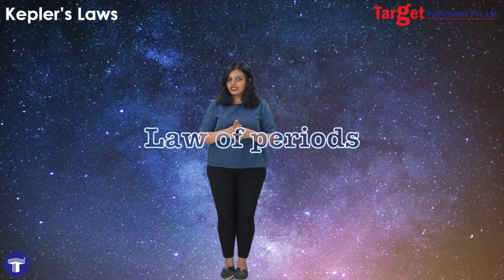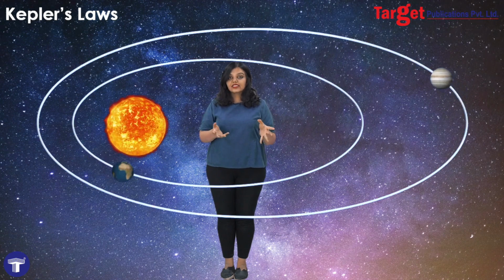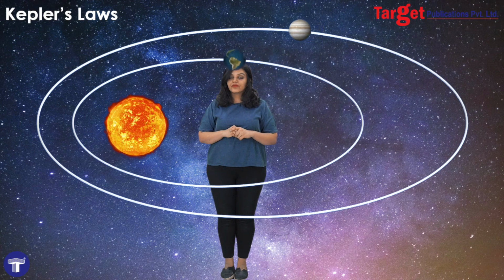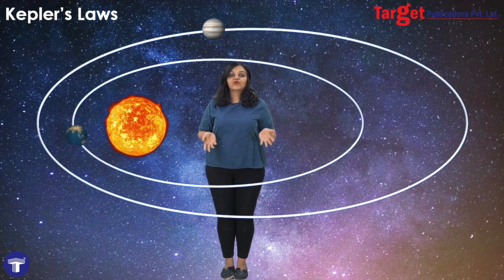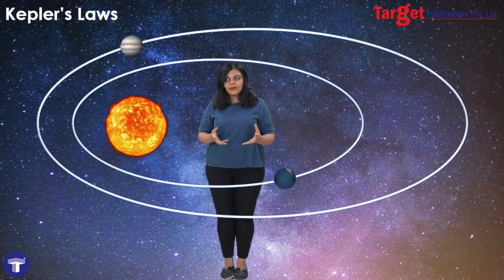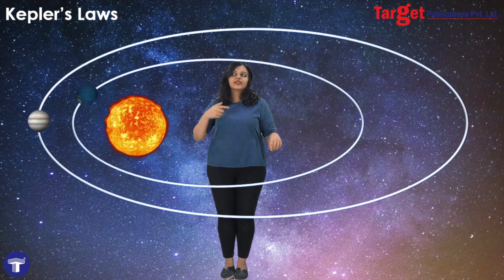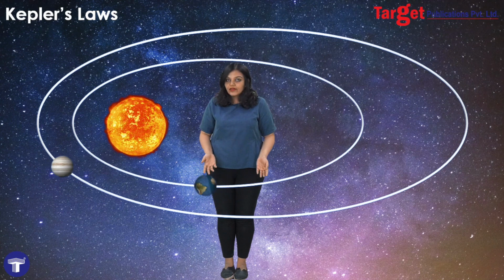Kepler's third law is also known as the law of periods. Now, the planets are basically revolving around the Sun in a periodic motion. Let's take, for example, this Sun and the planet Earth revolving around it. But we also have other planets revolving around the Sun, and all of them are in periodic motion, which means that once they complete a revolution, they go right back and start performing another revolution.